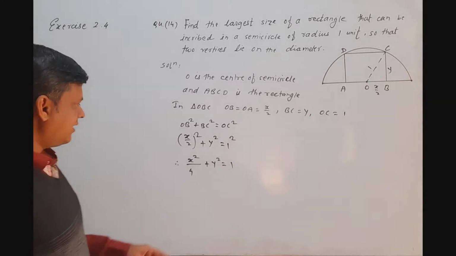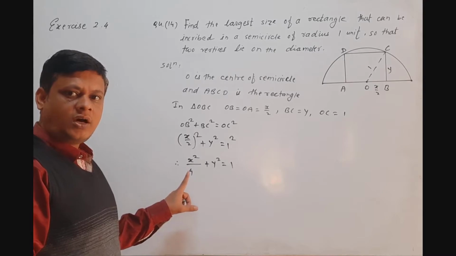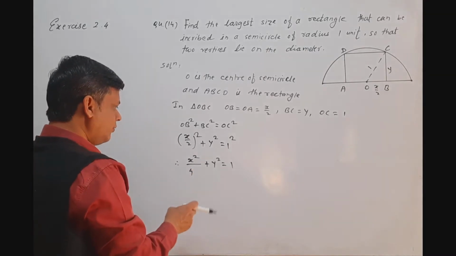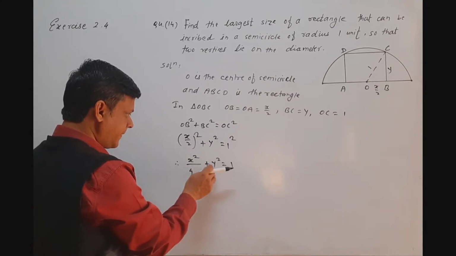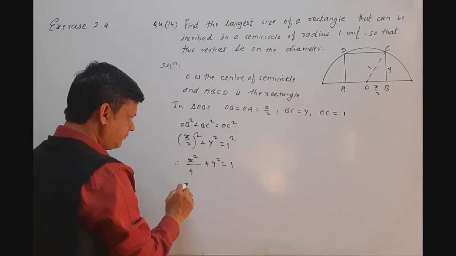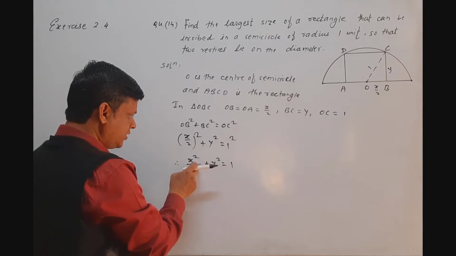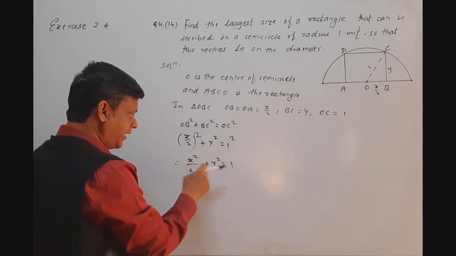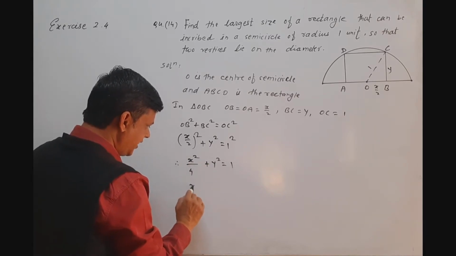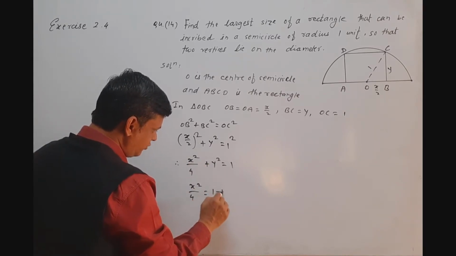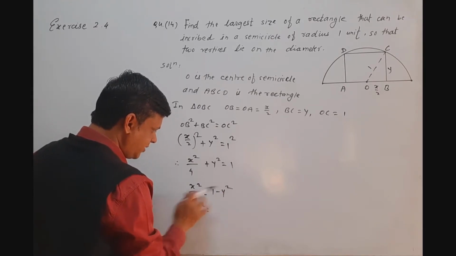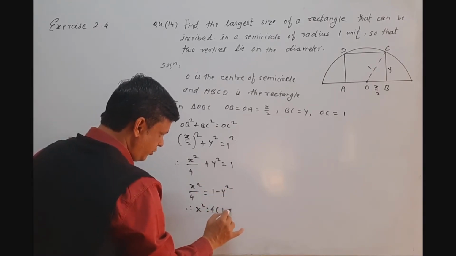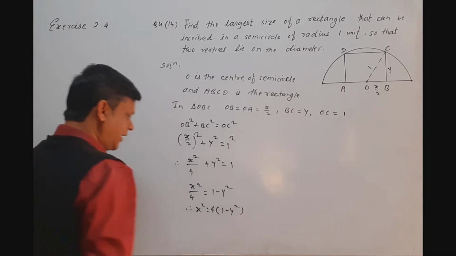Now we can write y in terms of x or x in terms of y. We use x in terms of y, as that will be more convenient. So x square upon 4 is equal to 1 minus y square. Therefore x square is equal to, we transfer this 4 to the right hand side, 4 times (1 minus y square).